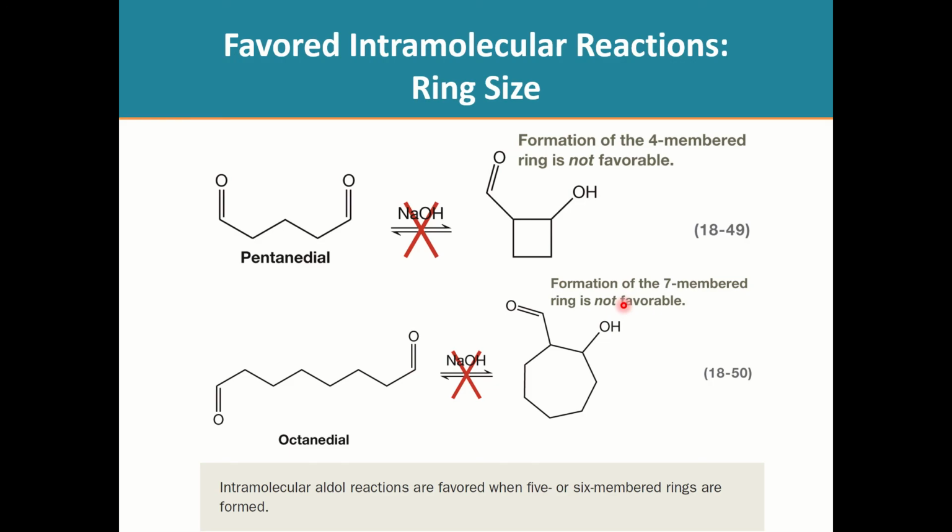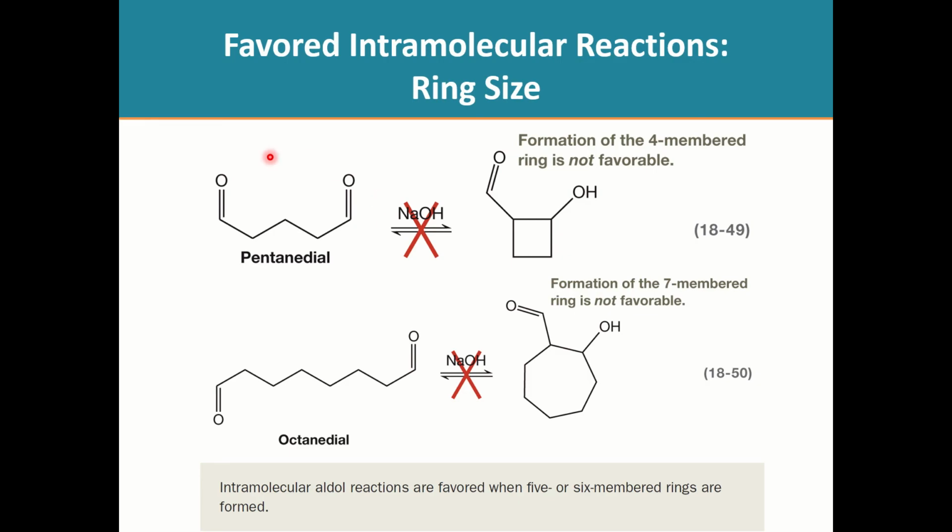Now, you cannot form any ring size that you want. Intermolecular reactions that form a ring are typically only going to be 5-membered and 6-membered rings. And we learned in Orgo 1 that's because 5-membered and 6-membered rings are the most stable of all the rings that we have seen.